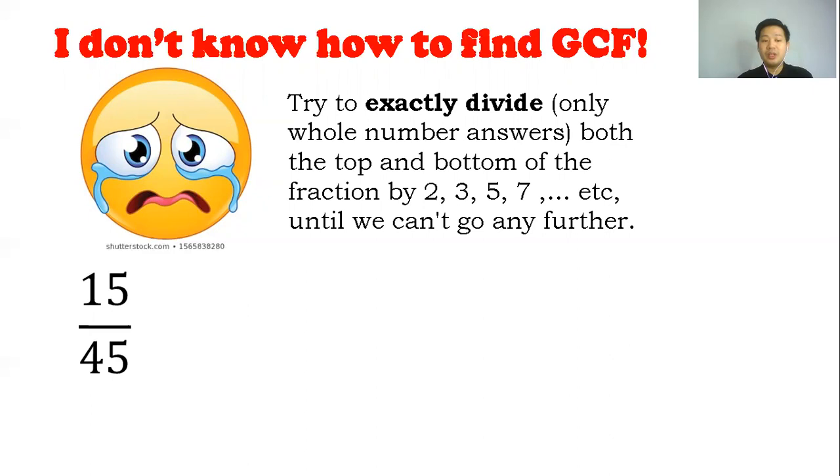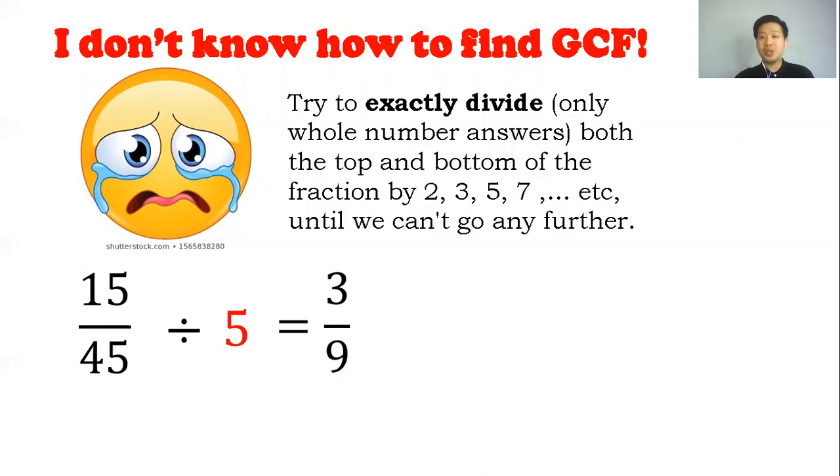Like for example, 15 over 45. What number can you divide 15 and 45 by? It's obvious we can divide both of them by 5. So we will divide 15 and 45 by 5. 15 divided by 5 will give us 3, and 45 divided by 5 will give us 9. So there is 3 over 9. Is that the final answer?